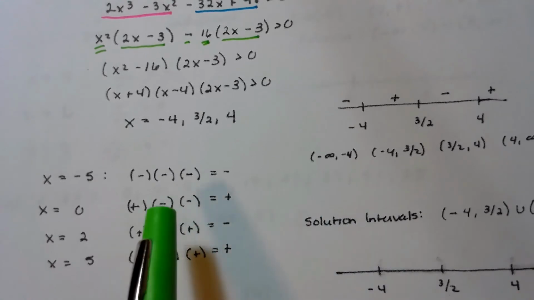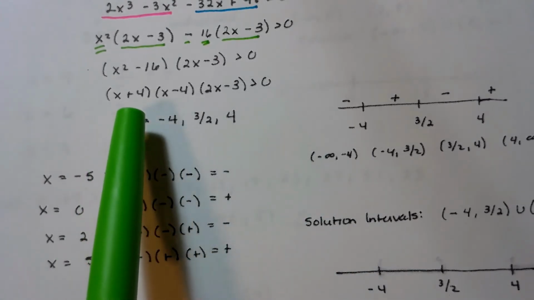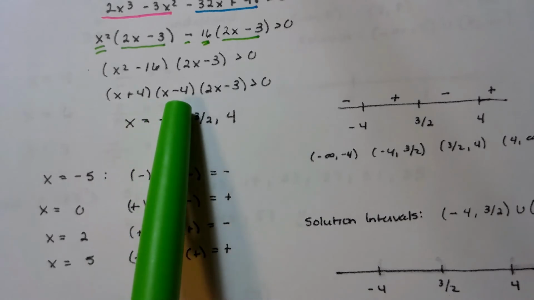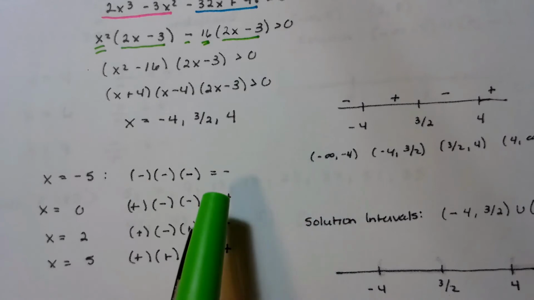And I'll let you do this, but if I plug in a negative 5 here, I'm going to have a negative times a negative, which is a positive, times a negative, which is a negative.